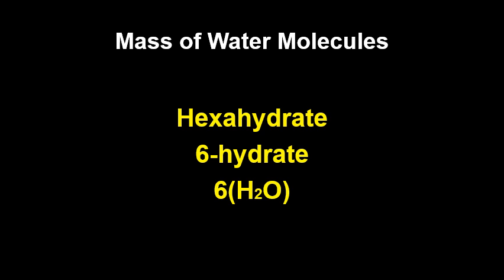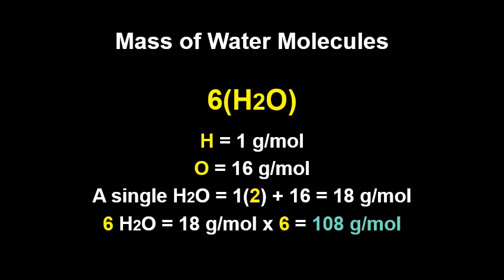To find the mass of the water molecules, we have to acknowledge how many water molecules there actually are. So since this is a hydrated salt with a hexahydrate, we know that that prefix hexa actually means 6. So in other words, we need to find the overall mass for 6 water molecules. We know that hydrogen has a mass of about 1 gram per mole and oxygen has a mass of about 16 grams per mole, so we can multiply the hydrogen's mass by 2 and add that to oxygen's mass to find the mass of a single H2O molecule, which is about 18 grams per mole.